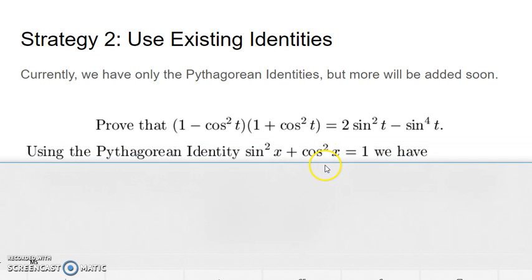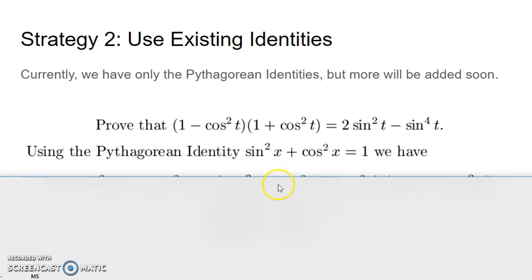So here's what I say we do. I say we use the Pythagorean identity, sine squared plus cosine squared equals 1. And what I do is I take that and I substitute it into each of these two factors. So I'm going to rewrite this 1 as sine squared plus cosine squared. And then I'm also going to change up a little bit in here as well.